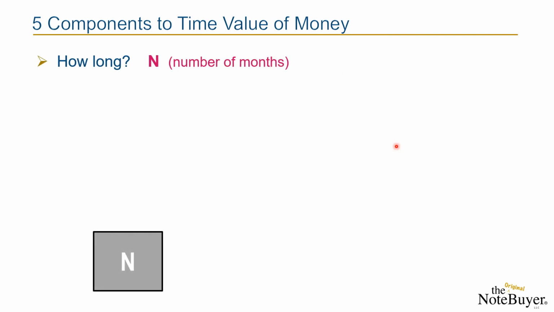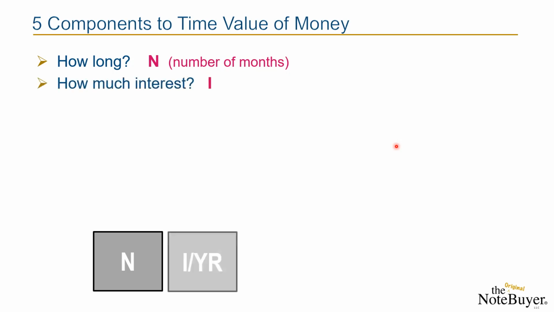Okay, so let me explain to you what the time value of money function is. There are 5 components to calculating the time value of money. The first thing is N, which is the number of interest periods. But in our case with notes, it's usually going to be months. So it's the number of months.